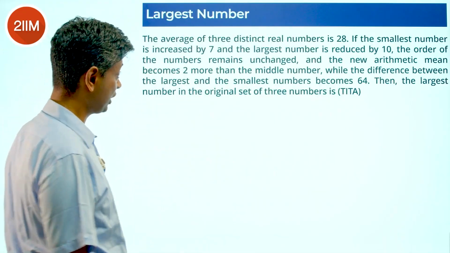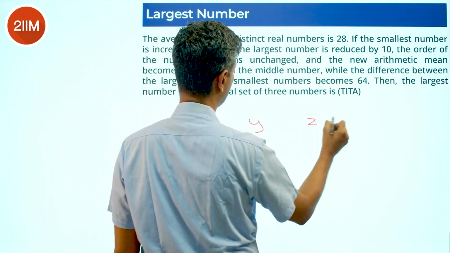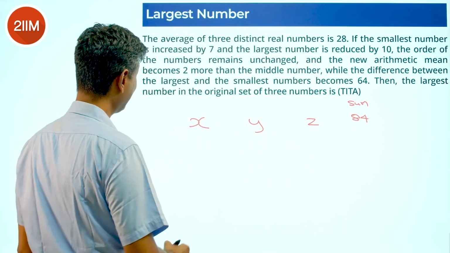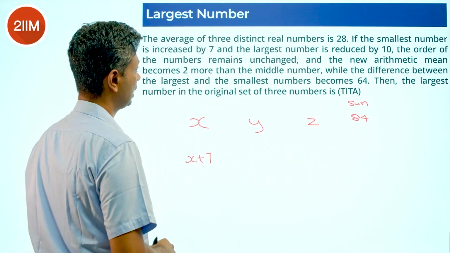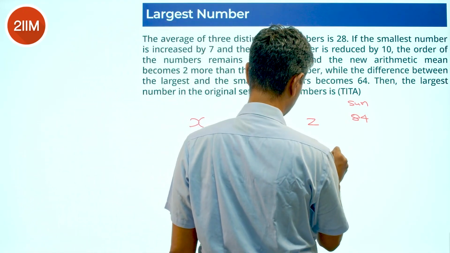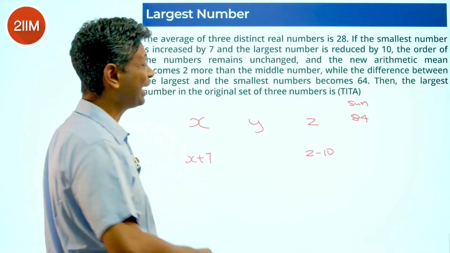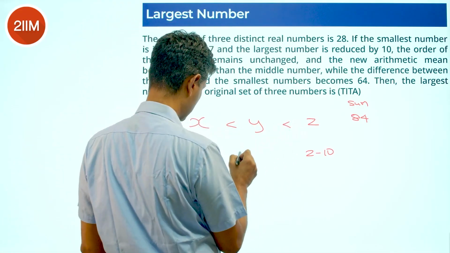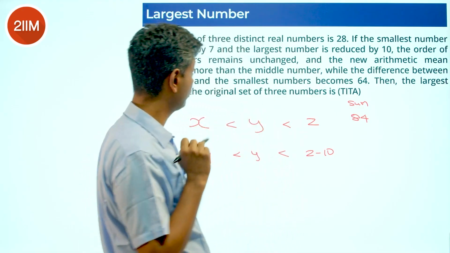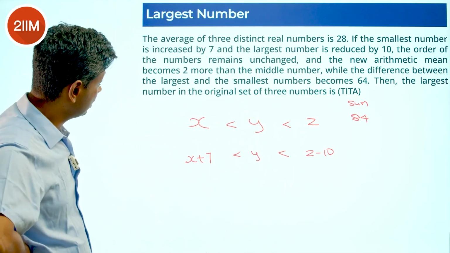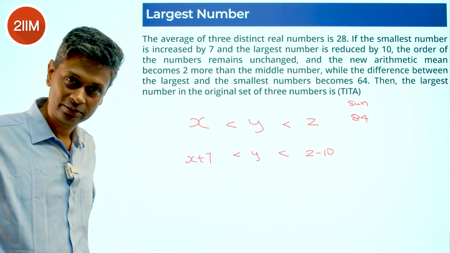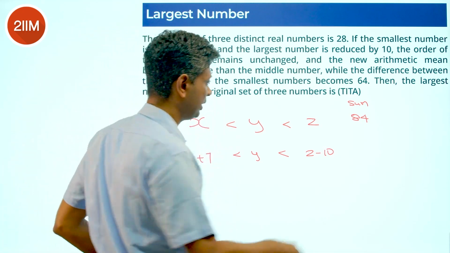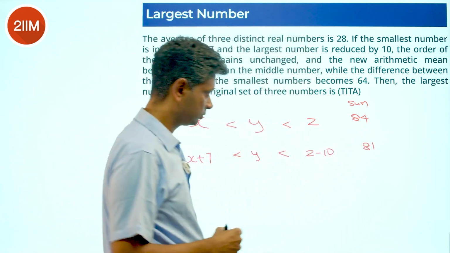The average of 3 distinct real numbers is 28, x, y, z. The sum is 84. The smallest number increases by 7, x plus 7. Largest number is reduced by 10, z minus 10. The order of the numbers remains unchanged: x less than y less than z, x plus 7 less than y less than z minus 10. I'm adding 7, subtracting 10. So my total will fall by 3. So this total will be 81, the sum.